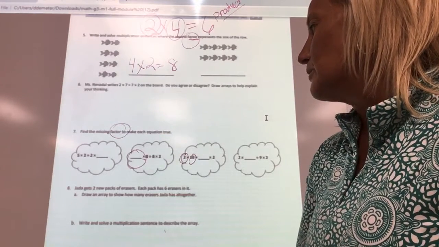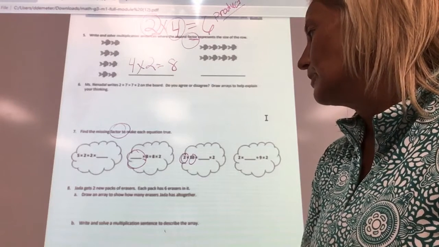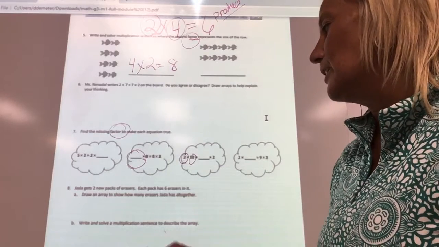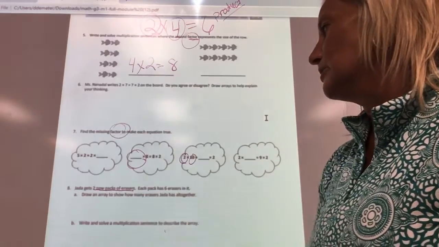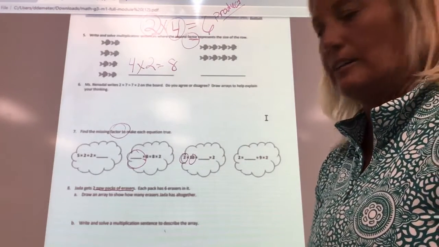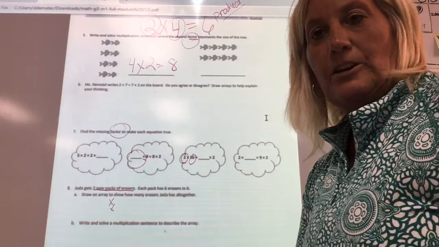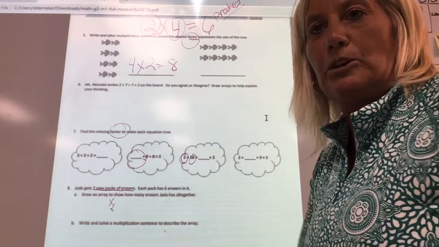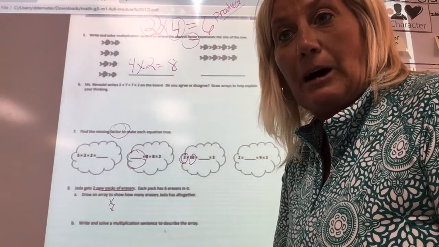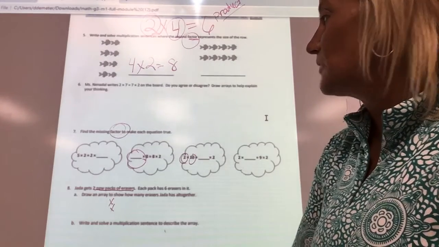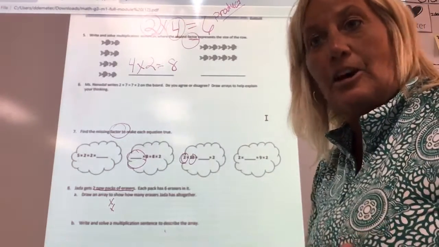Jada gets 2 new packs of erasers. Each pack has 6 erasers in it. Draw an array to show how many erasers Jada has altogether, and then write a multiplication sentence. So you're basically going to draw her 2 new packs of erasers, right, with 6 in each pack. So again, you're going to have 2 rows, and you're going to have 6 in each row. So basically this whole lesson 7 that you're going to be working on tomorrow for your Seesaw math assignment is all about doing things like this: reversals, turnarounds, turnaround facts, arrays, all of those things.